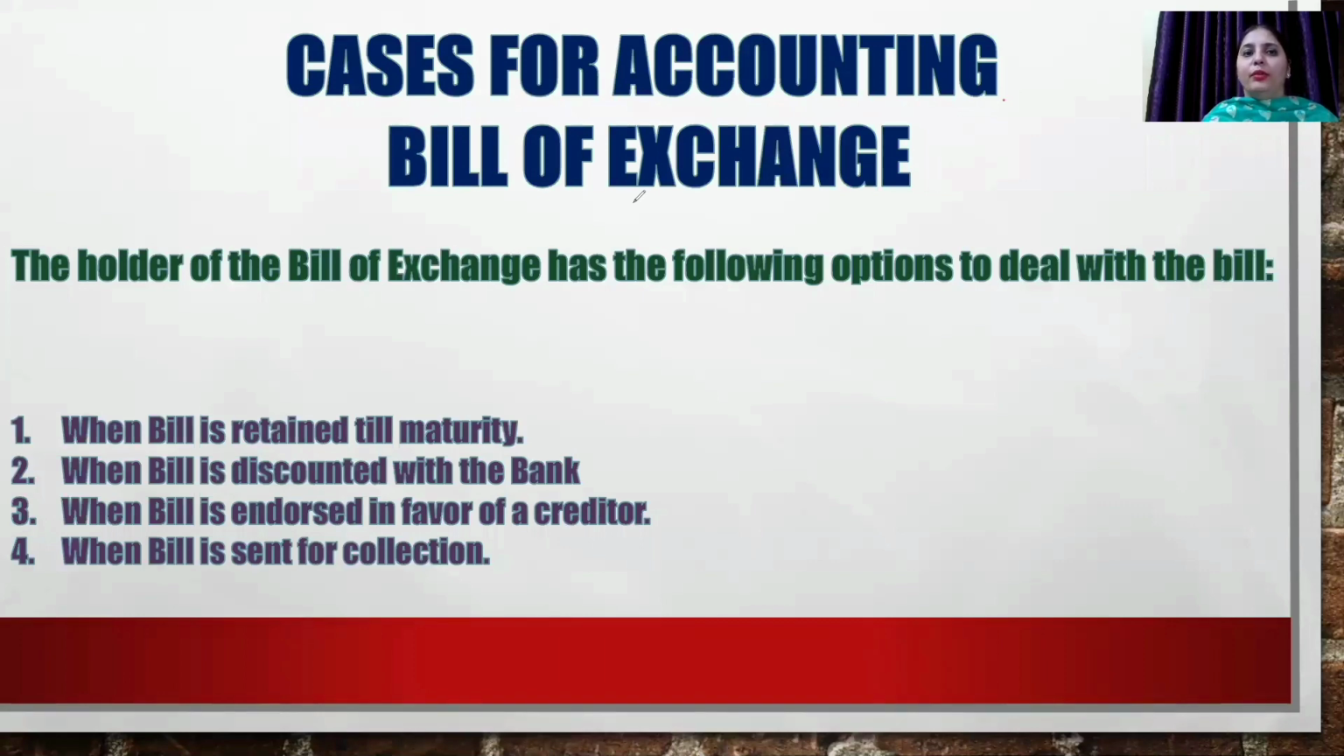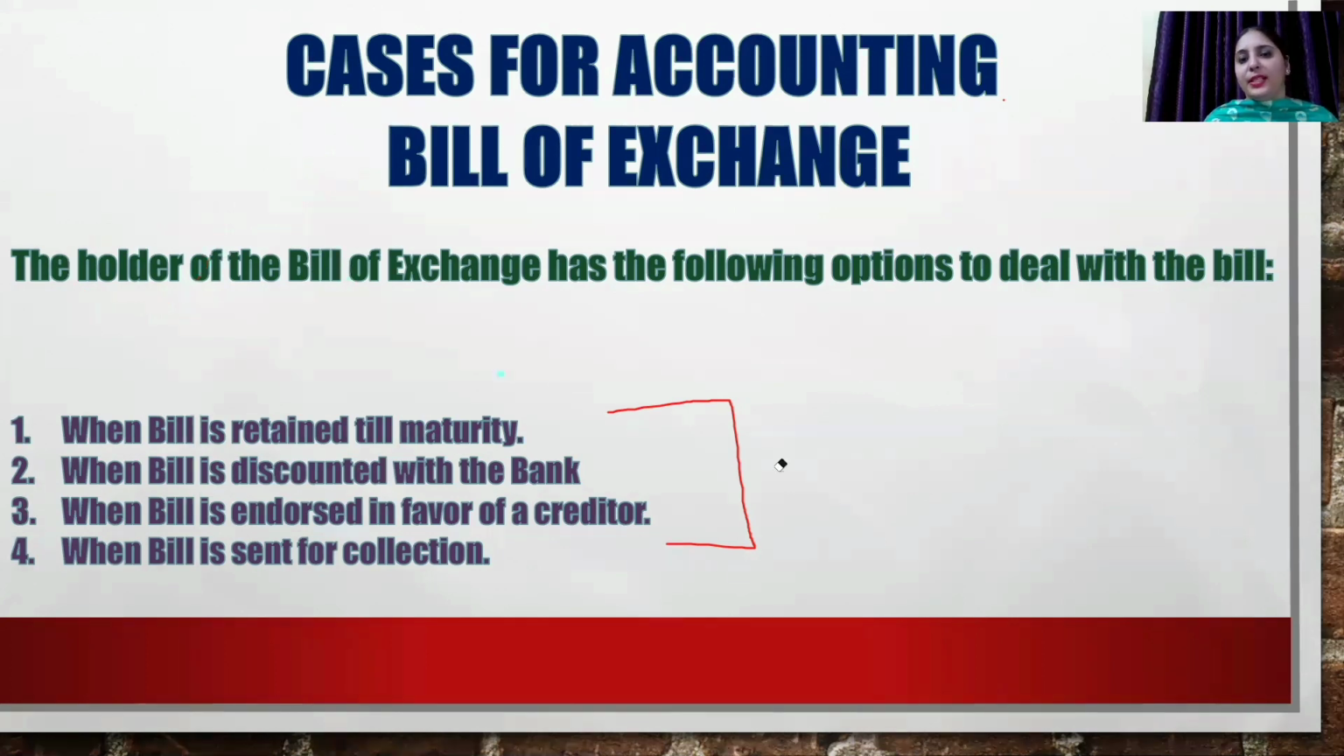Starting with the cases of accounting of a bill of exchange. Bills of exchange have different cases that need to be recorded only in the books of the holder. Holder here means seller. So whatever changes are coming in the accounting of a bill of exchange will only come in the books of the seller. It is very easy to understand entries in the books of the buyer, because in all four cases, entries in the books of the buyer, that is the drawee, will remain the same.